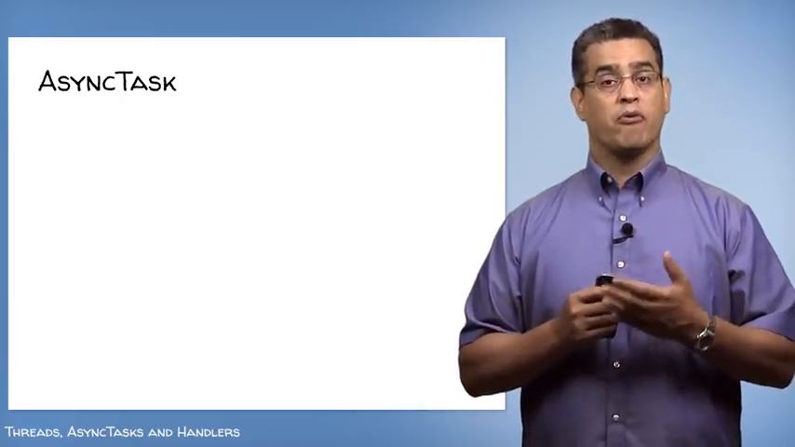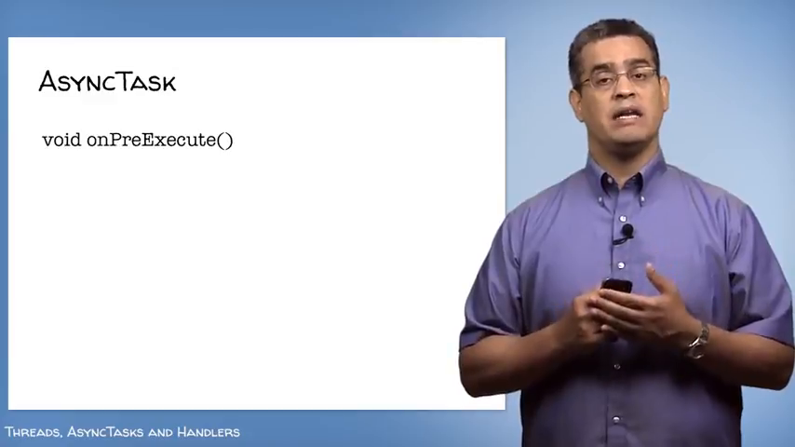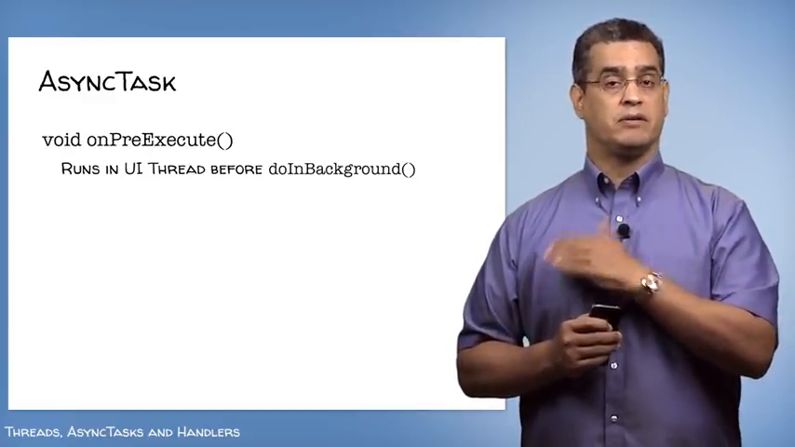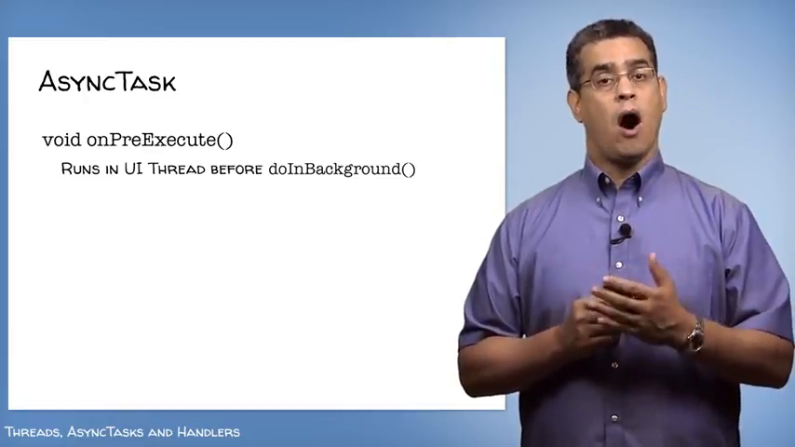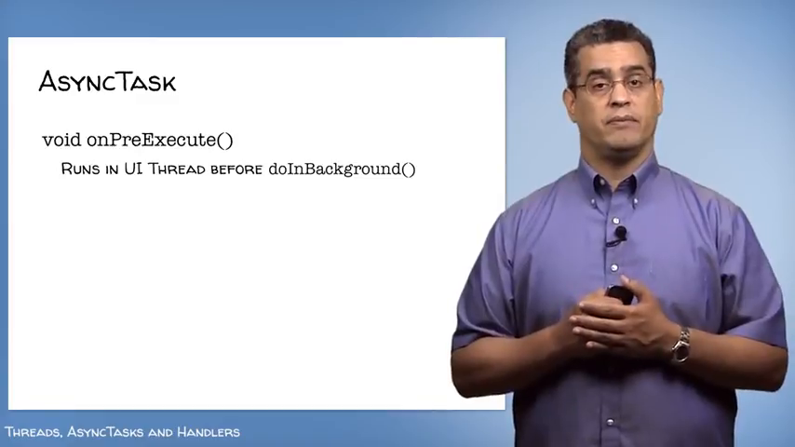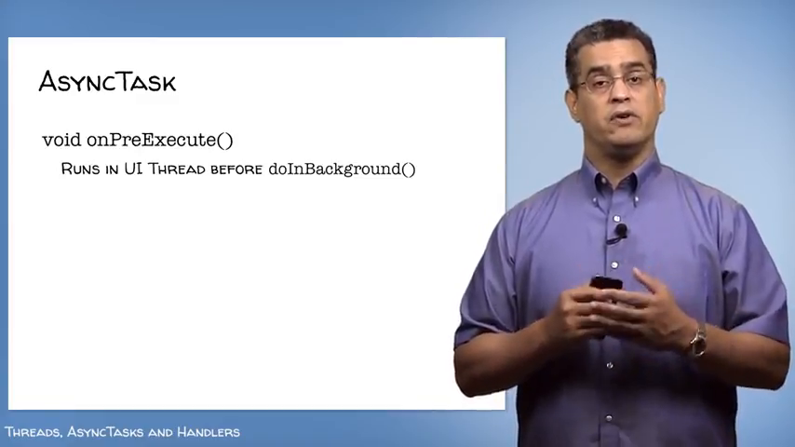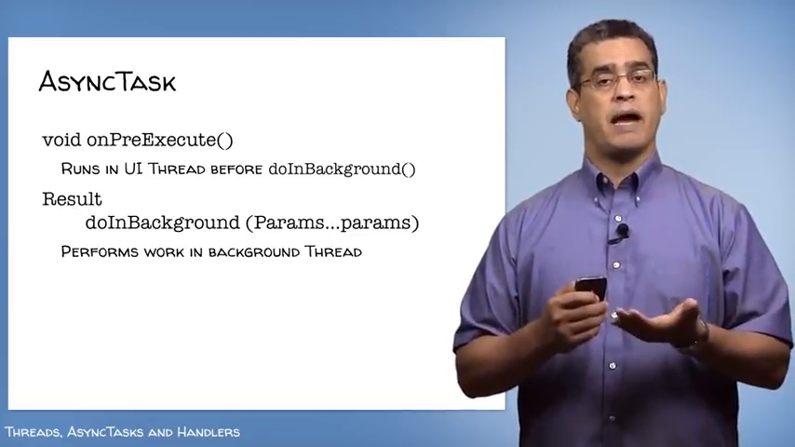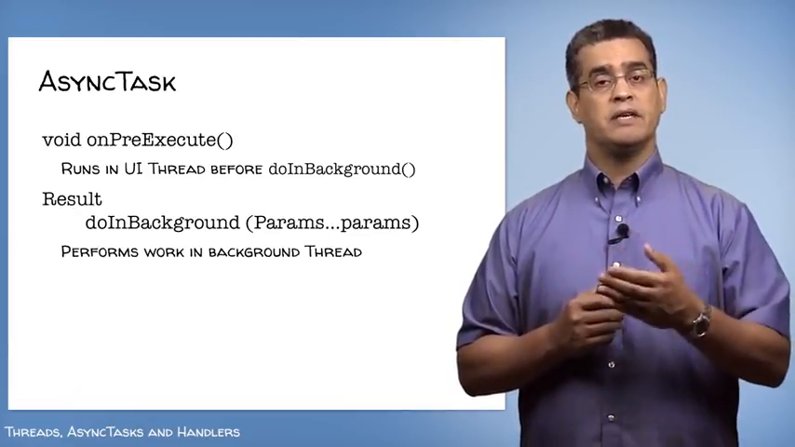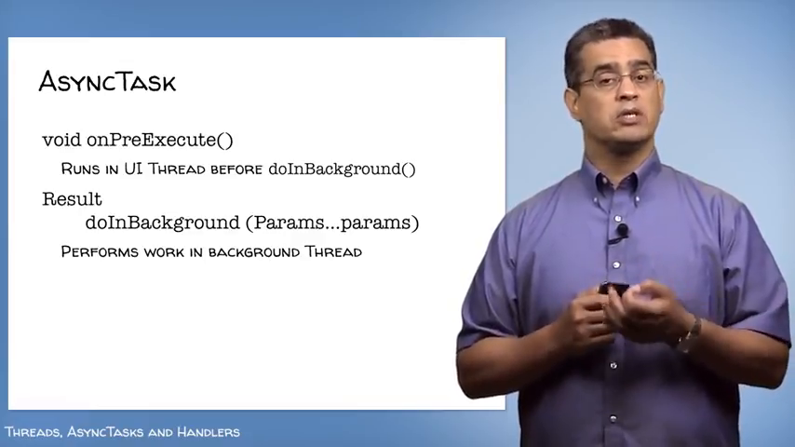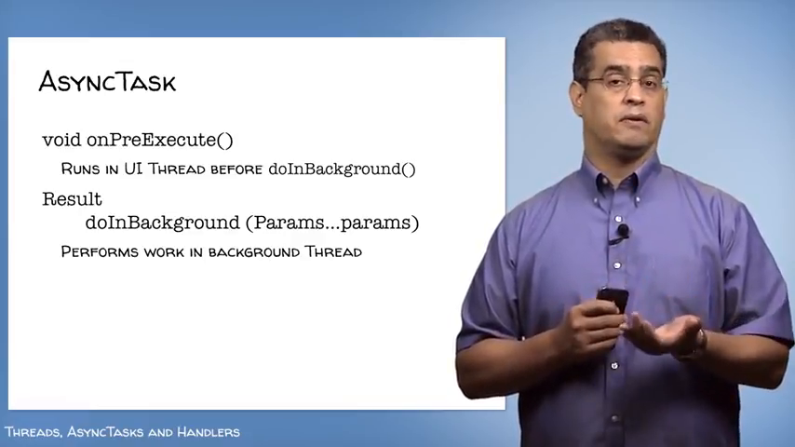First, the onPreExecute method is run in the UI thread before the doInBackground method starts. OnPreExecute will usually set up the long-running operation. After that, the doInBackground method does the bulk of the operation in the background thread. And this method takes a variable list of input parameters and it returns a result of type result.